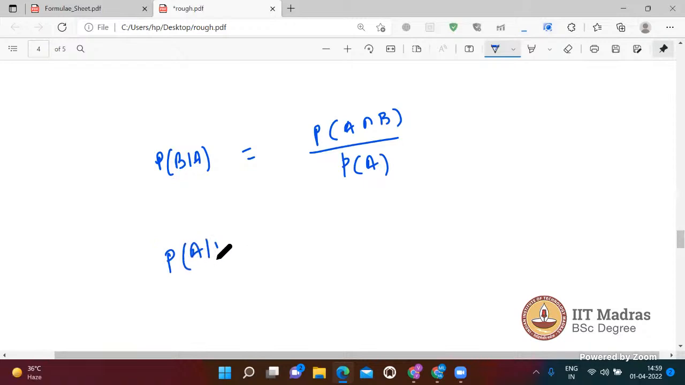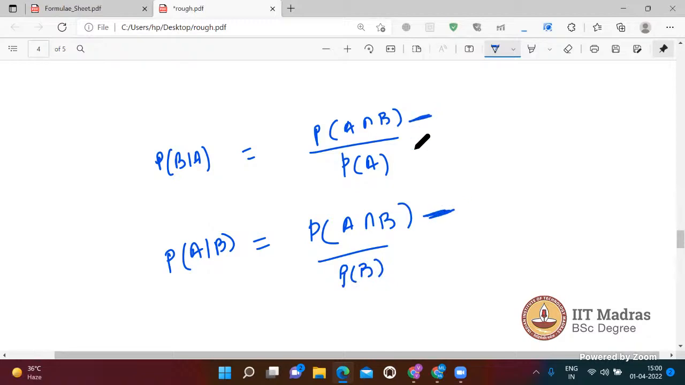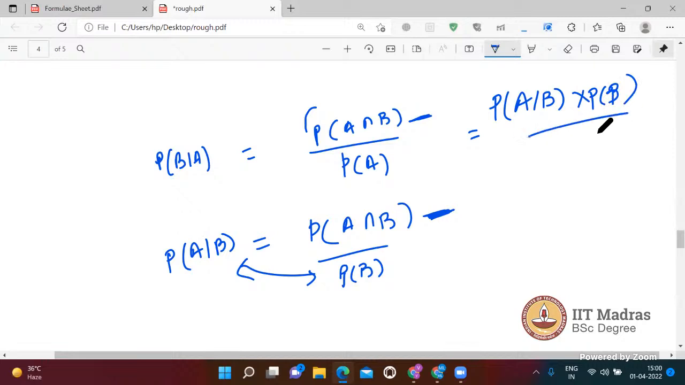And this also you can write. Probability of A given B is what? Probability of A intersection B over probability of B. This value you can write from here also. Or you can take out this value by cross multiplication and put it here, like this: A into probability of B by probability of A, right? Okay. Yeah.